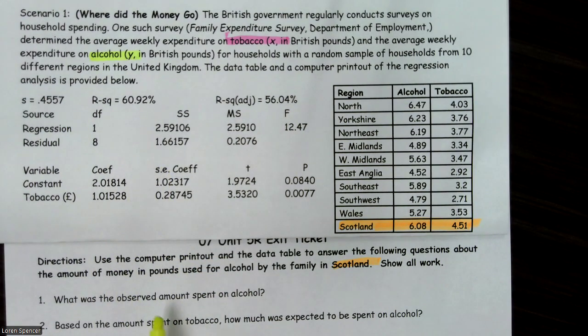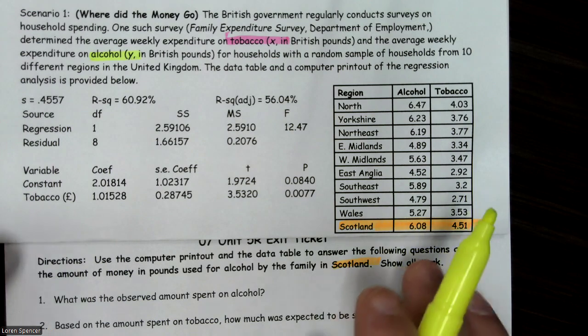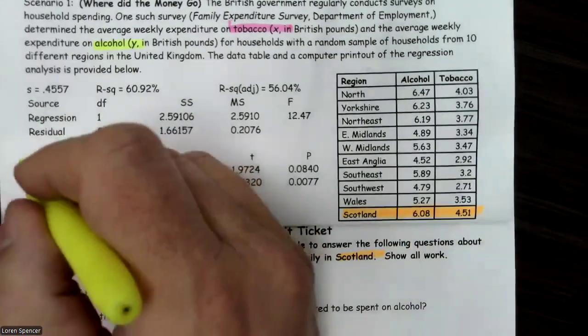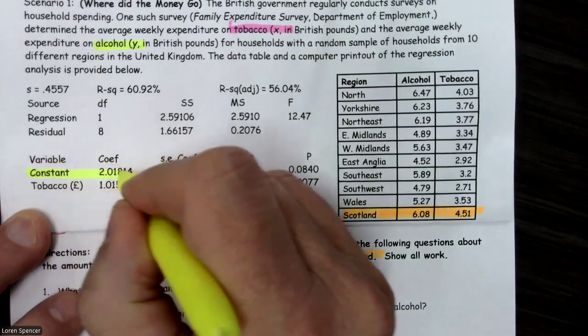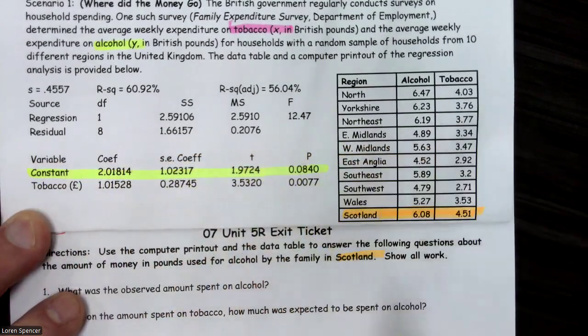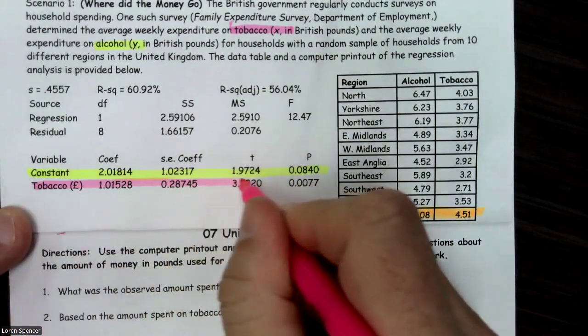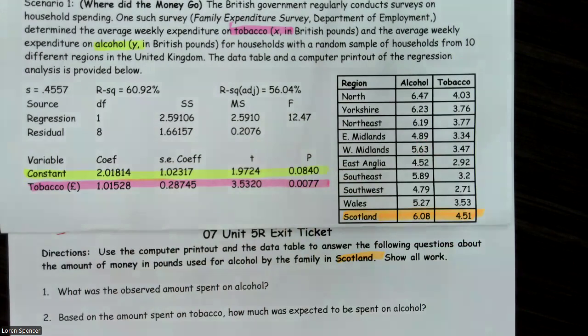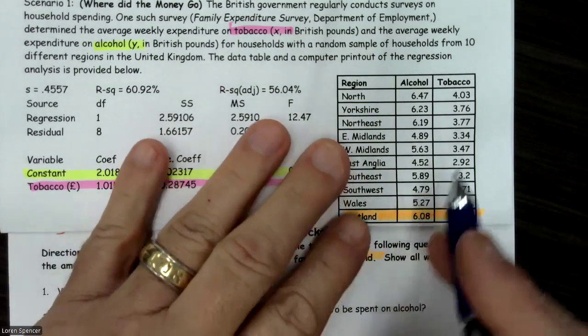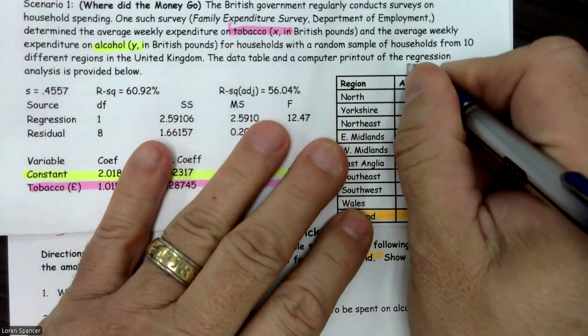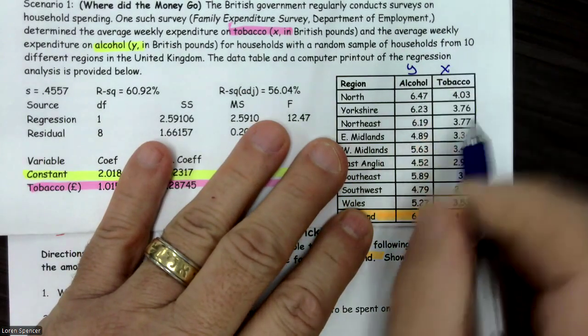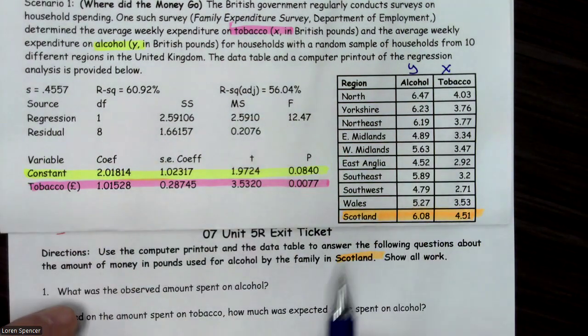All right. And they said, use the printout and the data table. So that means I need to go back and think, okay, this is my y-intercept row. And this right here is my slope row. The very first question was, what was the observed amount spent on alcohol? And by the way, these are switched. Be careful. So this is my Y and this is my X. So we need to be careful about that. So that's my Y and that's my X.